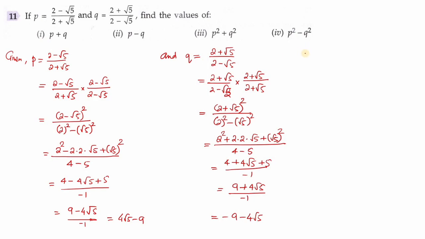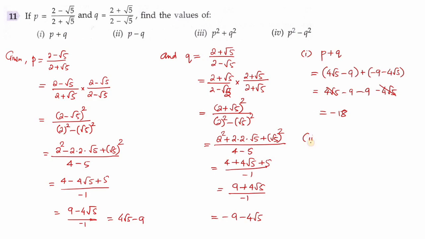Now let's find the answer for the first one. Number 1 is p plus q. P is 4 root 5 minus 9, plus q, which is minus 9 minus 4 root 5. Let's open the bracket. Plus into minus is minus 9, and plus into minus is minus 4 root 5. These two get cancelled, so the answer is minus 18. So the first answer is minus 18.